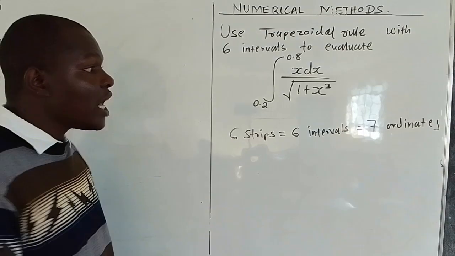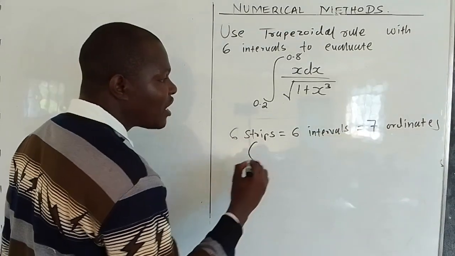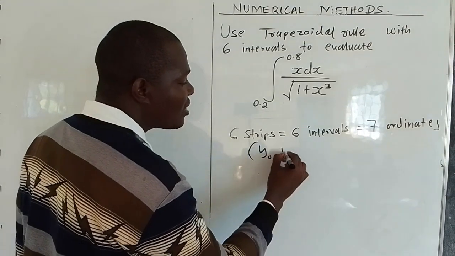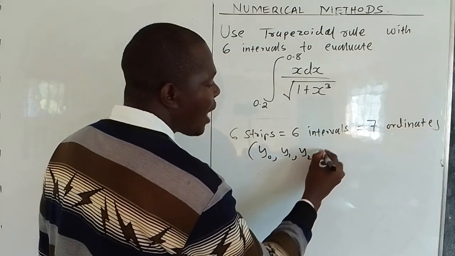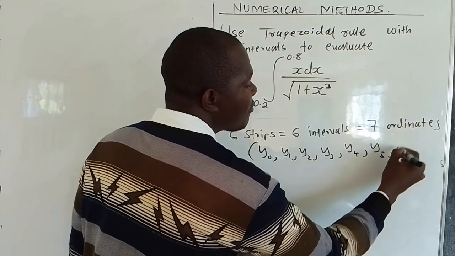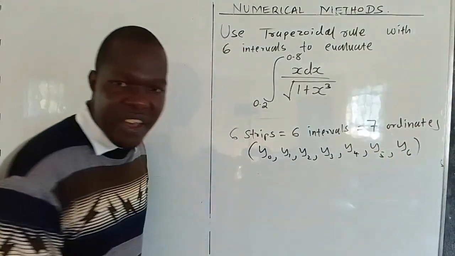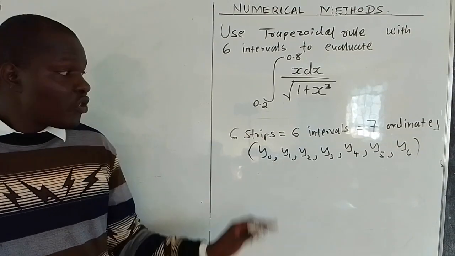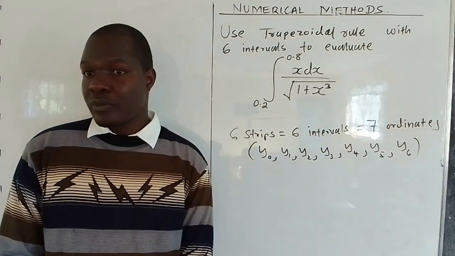After that, if there are 7 ordinates, you list those 7 ordinates. They are going to be y0, y1, y2, y3, y4, y5, and y6 is the 7th one, because we started with y0. Are we together? So these are the ordinates we are going to get.